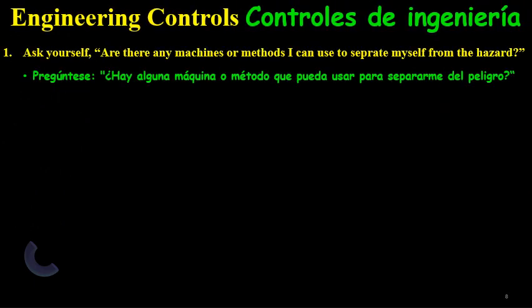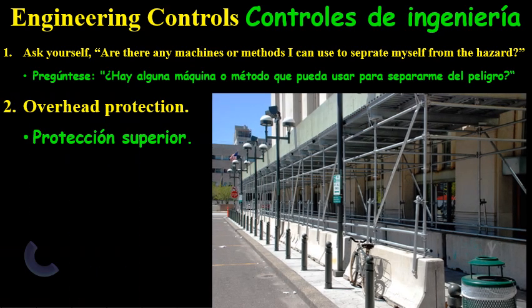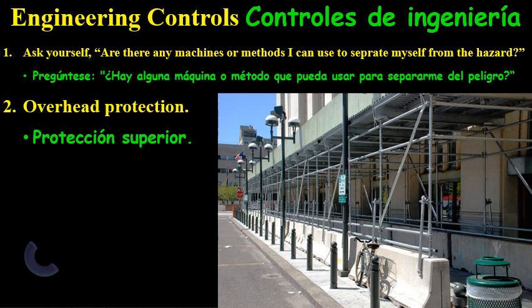Engineering control. This level involves designing the work environment or process to minimize the hazard's impact. It includes creating hard barriers to separate us from the hazard. In this scenario, if elimination or substitution wasn't available, we could use an engineering control of overhead protection to help keep us safe.